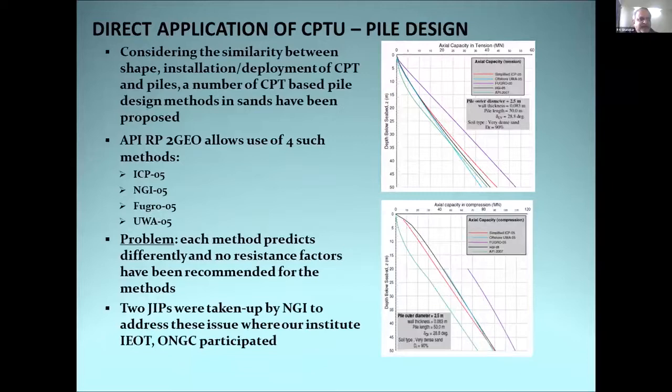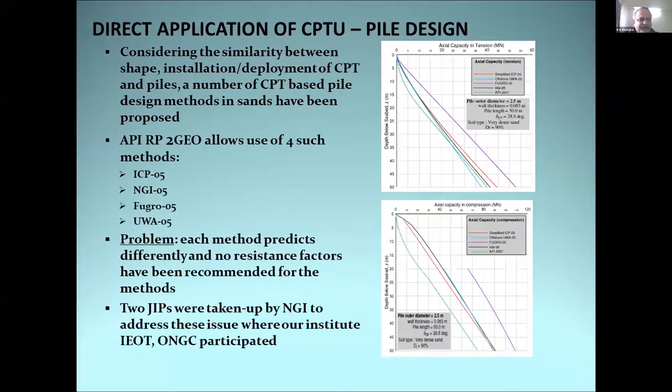Now coming to the direct application, considering similarity between shape, installation, deployment of CPT and pile, a number of CPT-based pile design methods in sands have been proposed. Here are the four listed: ICP, NGI, FUGRO, and UWA. The problem is that each method predicts differently, and no resistance factors have been recommended for the methods. As shown, you can see on the right-hand side for axial tension and compression capacity.